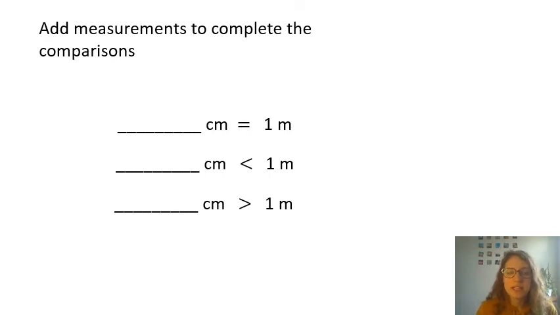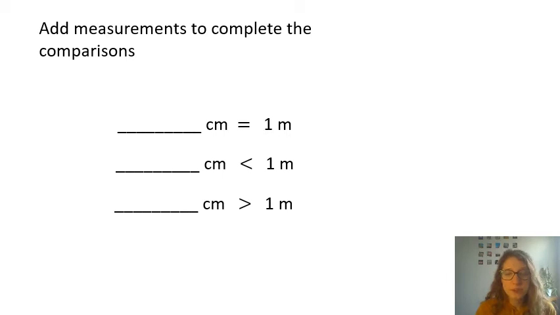Right, have a look at this one then. Add the measurements to complete the comparison. So what is missing on these? So we've got the symbol in the middle this time, but I want you to put something on this side. So it could be more than one answer, especially with the more than or less than, but just give it a go.